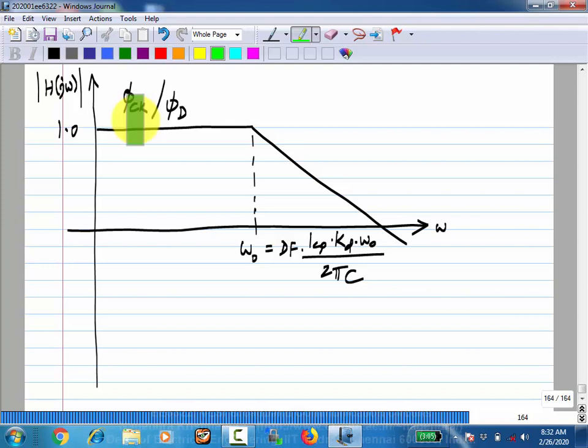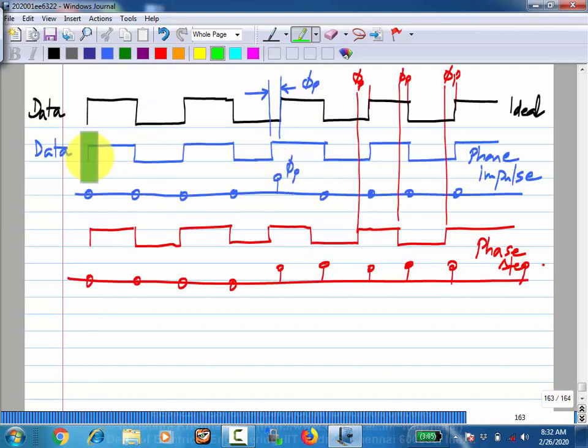Yeah. So let's say you apply a phase step like this. That is, you have the data, and let's say the CDR has locked. The clock edge is in the middle of data. Then you advance all the data edges by a certain amount. That is, one of the data edges moves to the left, and then all of them move to the left by the same amount. The cycle time is the same after this.